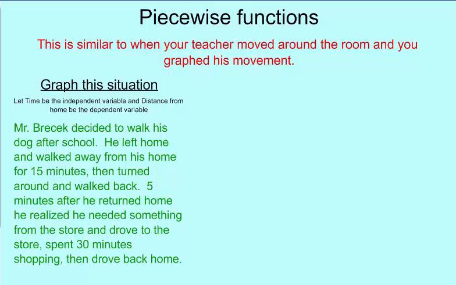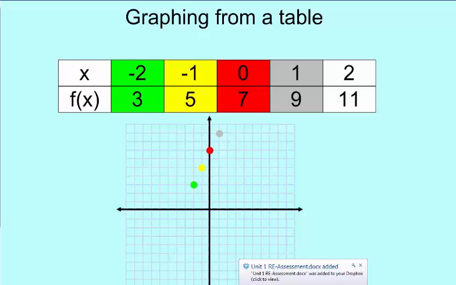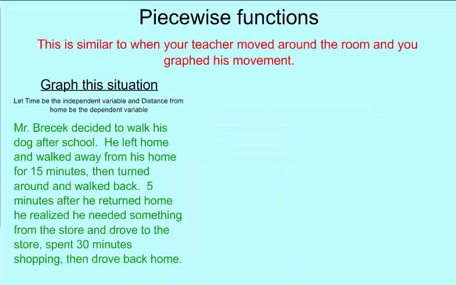Let's look at a piecewise function. The piecewise function is very similar to what you've been doing earlier in the year when you graphed my situation around the room. As I moved around the room, you graphed my distance from the door. For this situation, we're going to let time be the independent variable and distance from home be the dependent variable. For this, we're going to graph this situation.